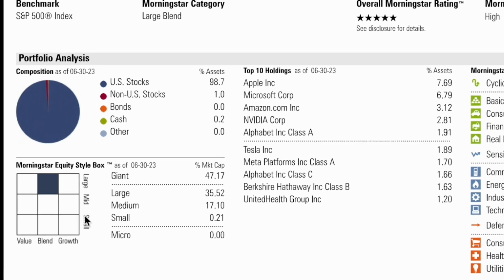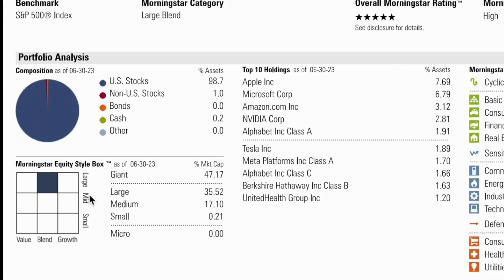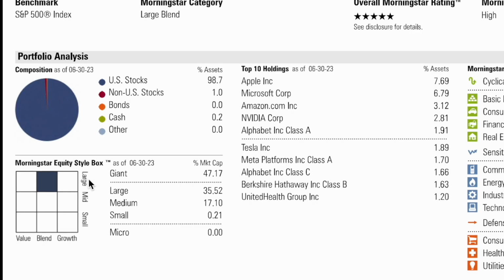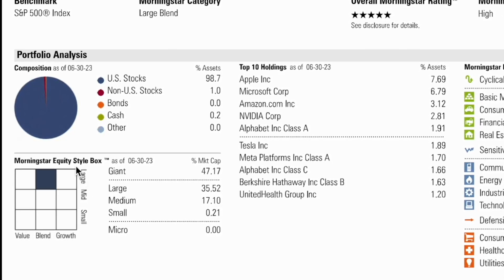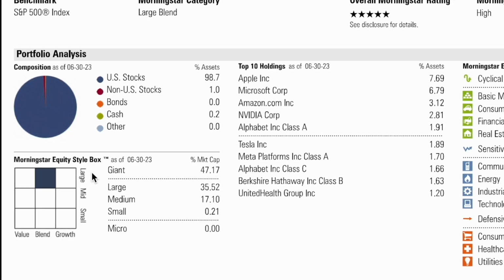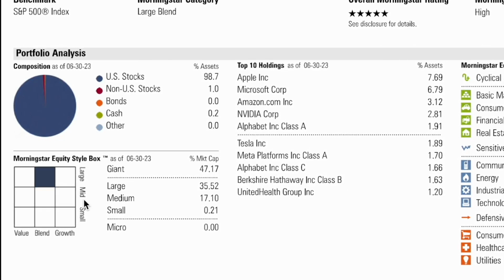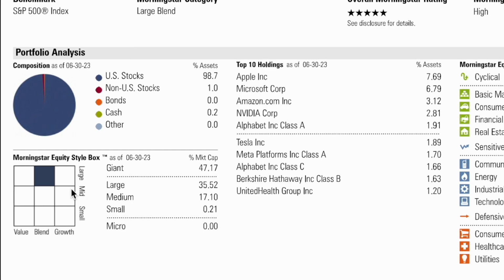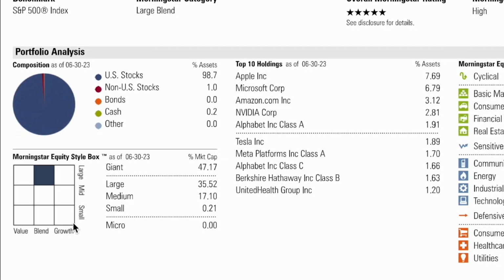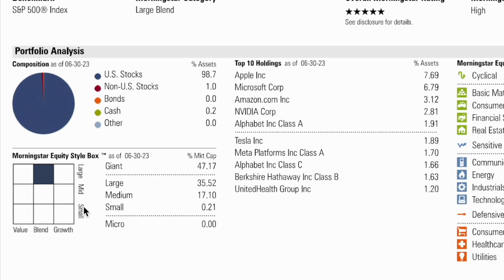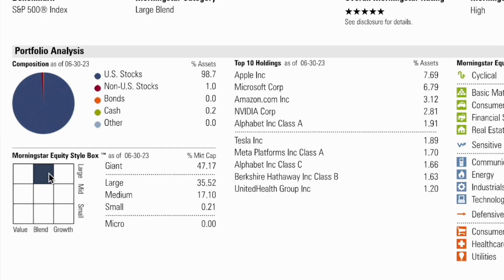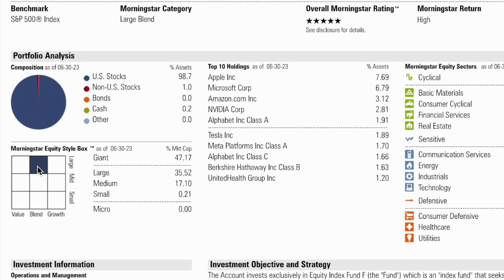When you look at this box, when you look at small, mid, and large, it's talking about what each company is worth. So if the company owns over 10 billion in assets, it's going to be in this large area. If it's between 2 and 10 billion, it's usually in the mid. And if a company owns less than 2 billion, sometimes a little less, it'll be in the small cap. So it's just telling you that you have a blend of large cap companies greater than 10 billion.